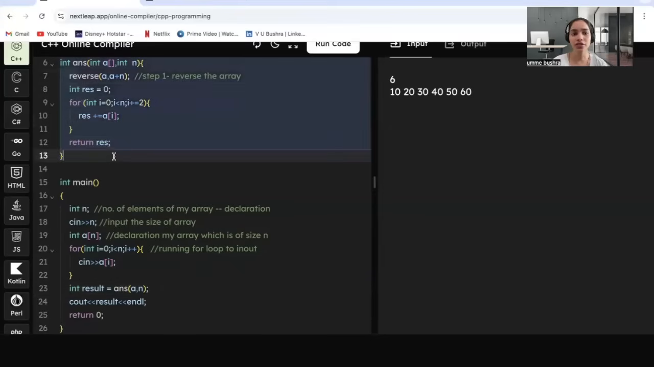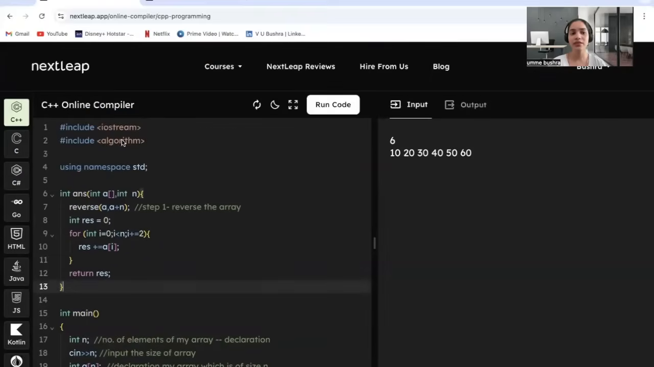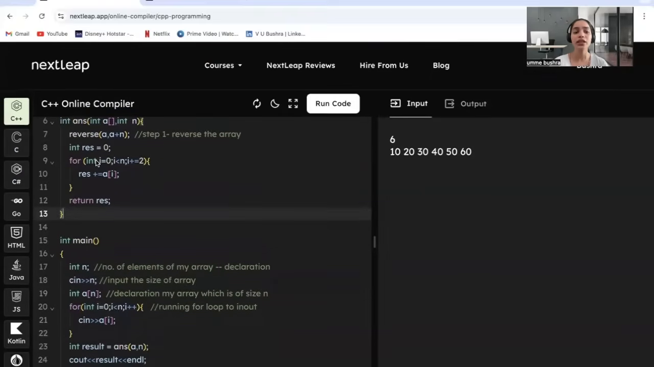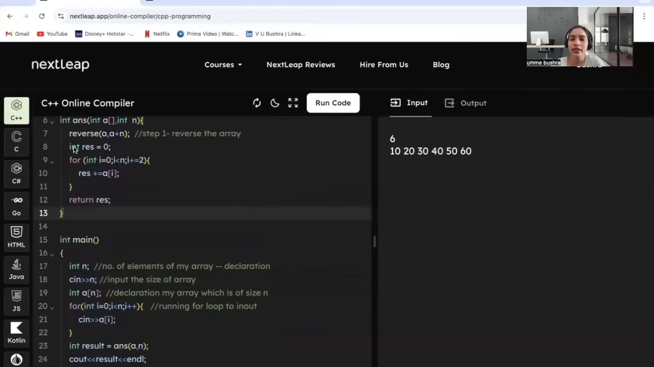So if you look at the function here, int answer, I'm taking both parameters in the data type integer. So my array is taken, n is taken. The first step I'm doing, if you remember, we had broken down the approach of the problem. Step one is going to be to reverse the array. So here I have reversed my array, and this function comes under this iostream. That's why we had included iostream as well. Now I am declaring another variable called result, which is initialized to 0.